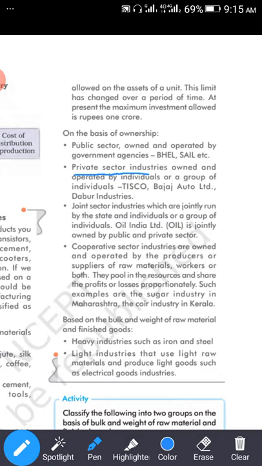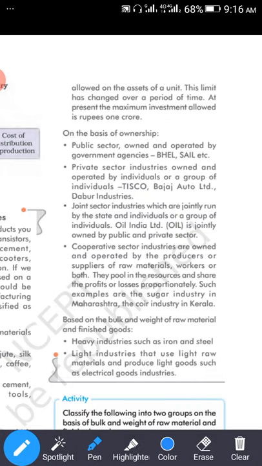Another one, the private sector industry. Example, Reliance. In your book the Tata or the Bajaj is mentioned, but I am telling you Reliance. Why? Because all of you have an idea about Jio, which is in the private sector, and Reliance also. This industry is owned by an individual or a group. Sometimes maybe they think about the public, but most of the time they think about their own benefit. The examples are given in your book.